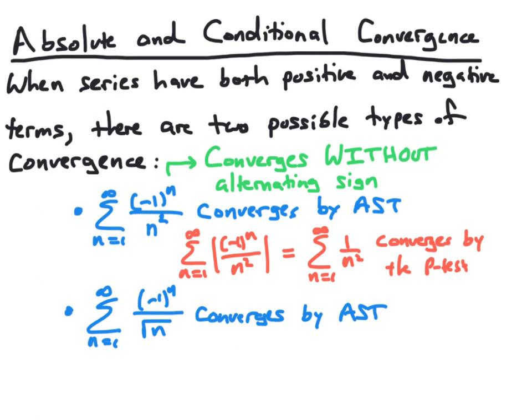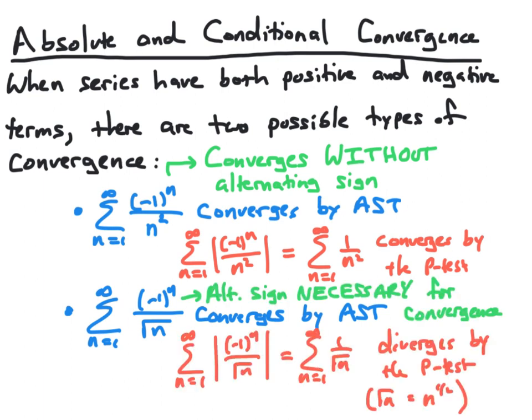This means that our series here that we were considering, (-1)^n over n squared, actually would converge without having an alternating sign, which means that the alternating sign is not necessary for the series to converge. It would converge with or without the alternating sign.